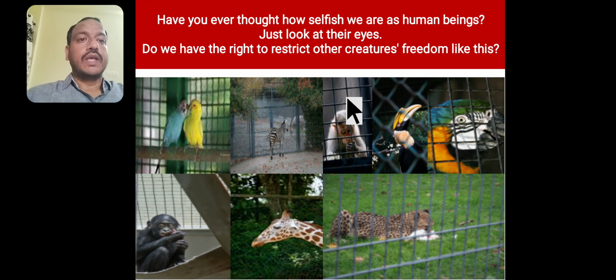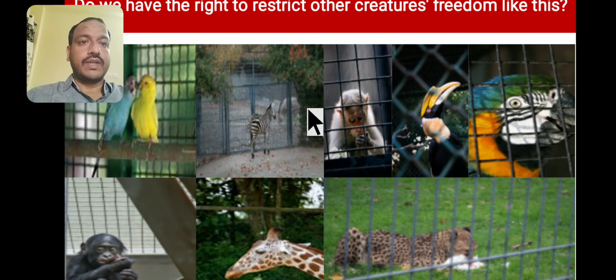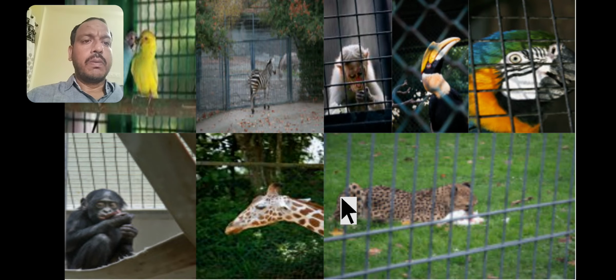Dear students, in our Unit 2, we have discussed Nelson Mandela, who was imprisoned for 30 years for achieving freedom. So the exact theme is related to this poem. Now here is a question. Have you ever thought how selfish we are as human beings? Just look at their eyes. Dear students, look at the eyes of the different creatures here. We have parrot, monkey, tiger and giraffe and other creatures.